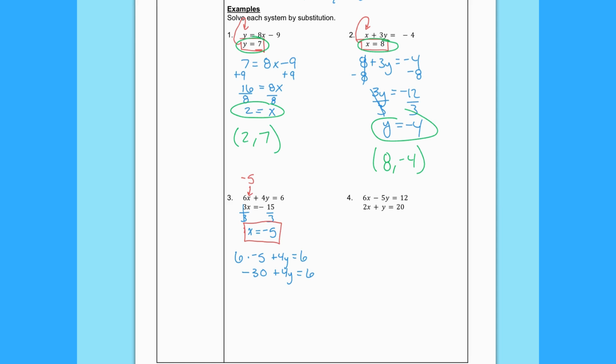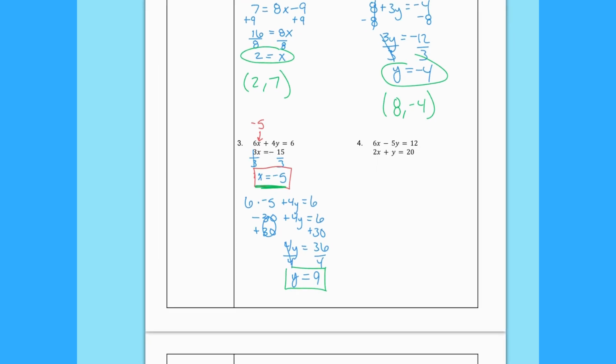Then again, our goal is to get that y by itself. So I need to get rid of this minus 30 by doing the opposite, so plus 30. Our goal is to make this 0, so it cancels out from this side. And then we're going to have 4y is equal to 36. Divide both sides by 4. So now y equals 9. So then we knew that x is negative 5. Now we know that y is 9. So then our final answer for this one is going to be the ordered pair negative 5, 9. Number 4.